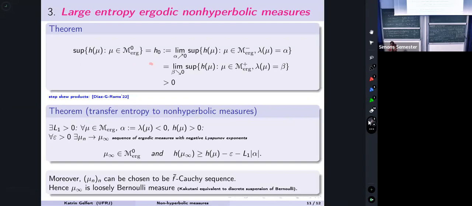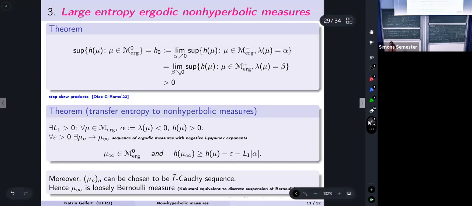Okay, so I'm running out of time. Here's a more precise statement. If you start with one measure mu of exponent alpha, negative, and positive entropy, then you can construct a sequence of ergodic measures with negative exponent, which converge to an ergodic measure of zero exponent and of entropy close to the entropy of the measure you started with. So you can approximate this value. Moreover, we showed that the sequence of measures can be chosen to be an F bar Cauchy sequence. I don't have time to explain this, but as a consequence, the limit measure, which is ergodic, is a loosely Bernoulli measure. So it's Kakutani equivalent to a discrete suspension of a Bernoulli system.